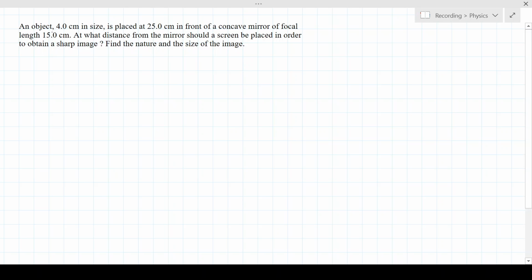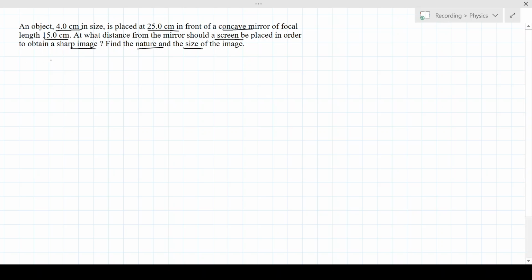The question is: an object 4 cm in size is placed at 25 cm in front of a concave mirror of focal length 15 cm. At what distance from the mirror should a screen be placed in order to obtain a sharp image? Find the nature and the size of the image.